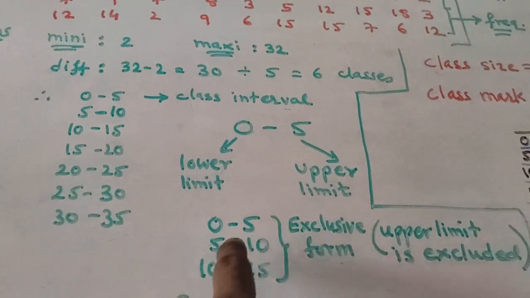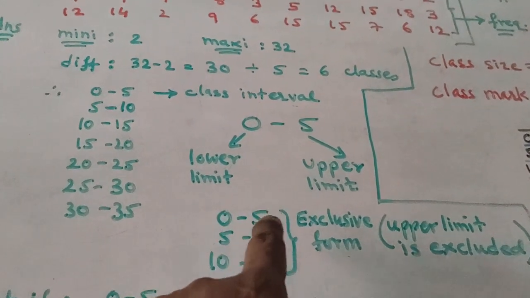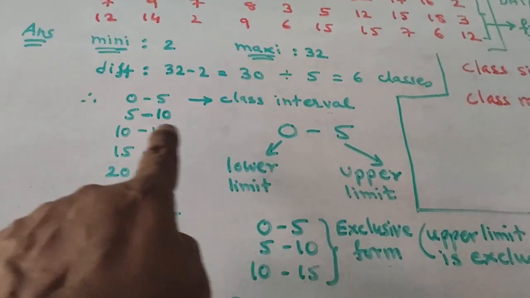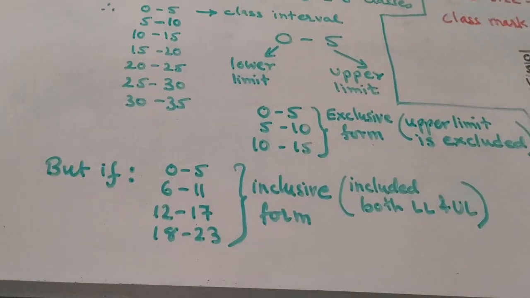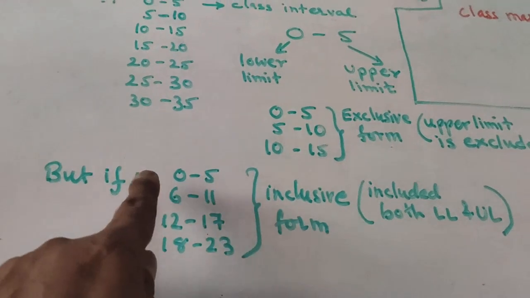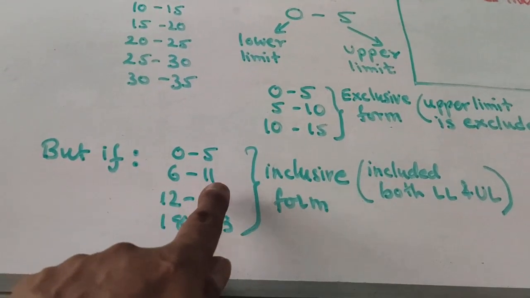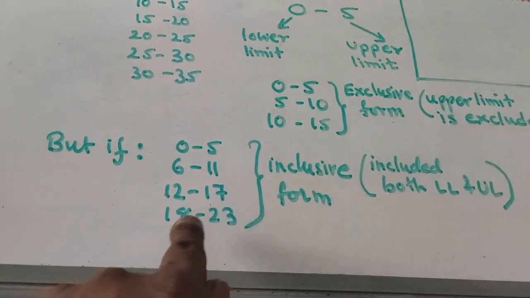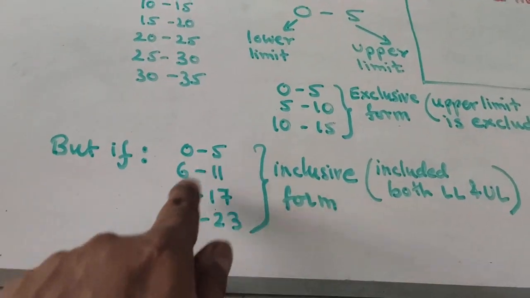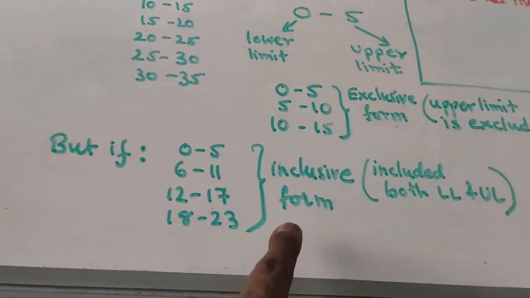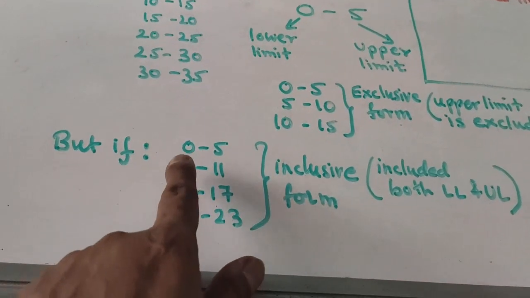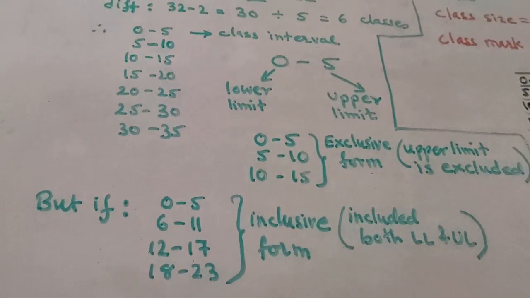But in order to make a continuous frequency, we get 0, 5, 5, 10, 10, 15, 15, 20, 20, 25, likewise. But in the inclusive form, there is no continuity. You see 0, 5, 6, 11, 12, 17, 18, 23. There is no continuity. So in such type of class intervals, you have to include both the lower limit as well as the upper limit. So these are the limits.